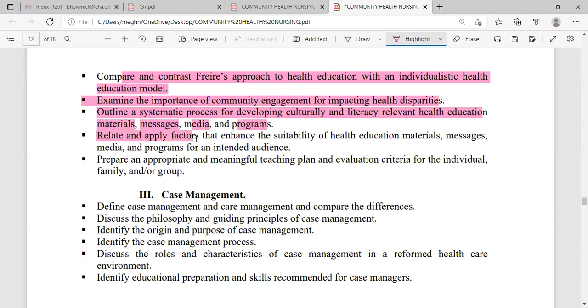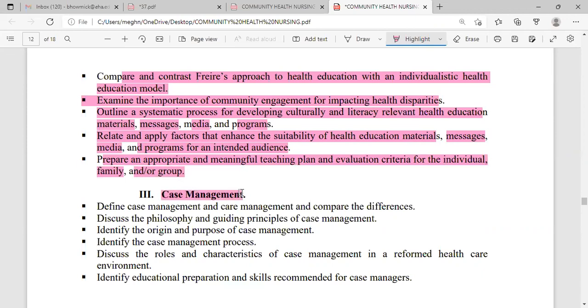Recognize and apply the factors that enhance the suitability of health education materials, messages, media, and programs for the intended audience. Also prepare an appropriate and meaningful teaching plan and evaluation criteria for individuals, families, and groups.